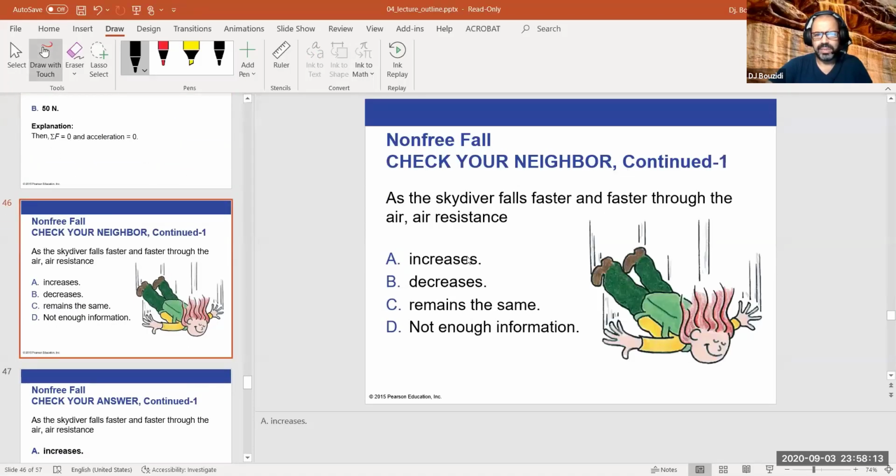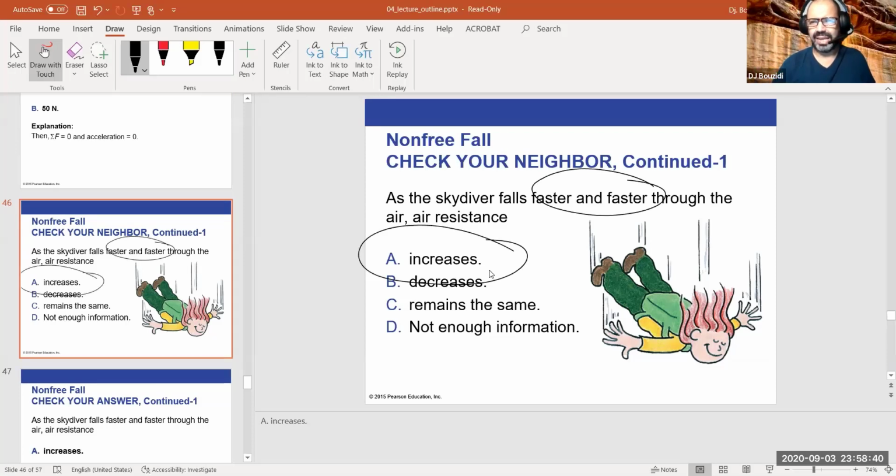So as the skydiver falls faster and faster through the air resistance. So as a person moving faster and faster, that means gaining more and more speed. Remember, the air resistance is proportional to speed. So air resistance will increase with the increasing speed because now he's falling faster and faster. That means he's gaining speed while he's falling. So in this case, the correct answer is A, because again, the air resistance is proportional to the velocity.